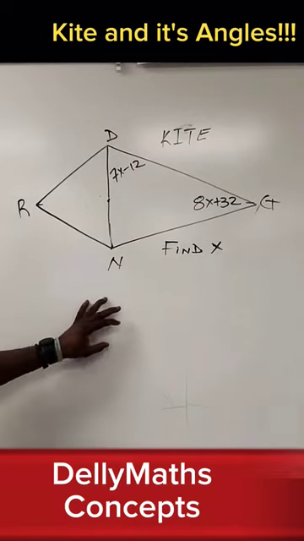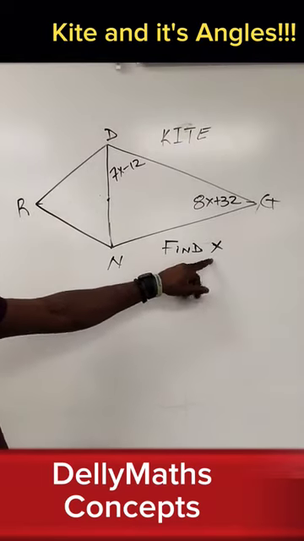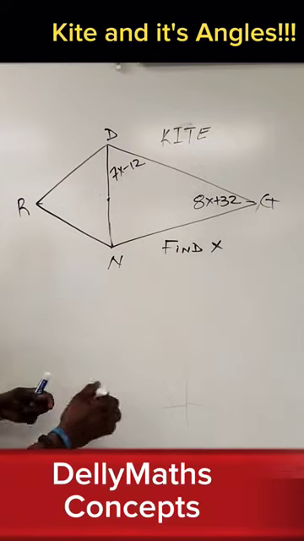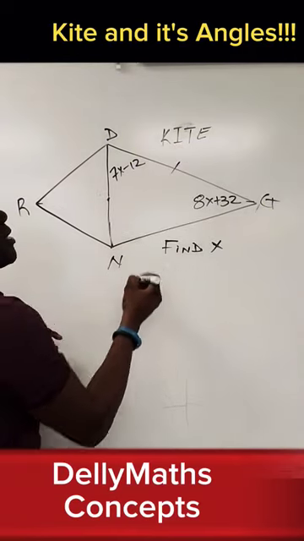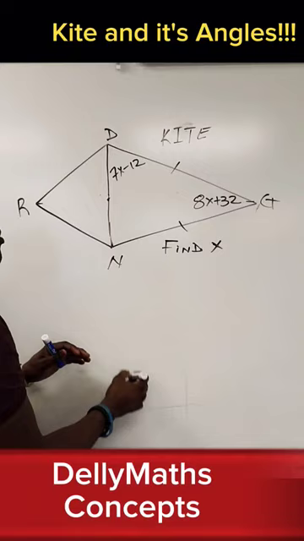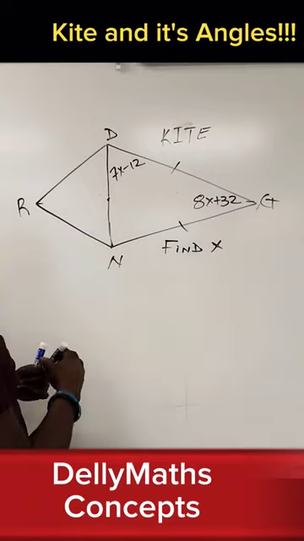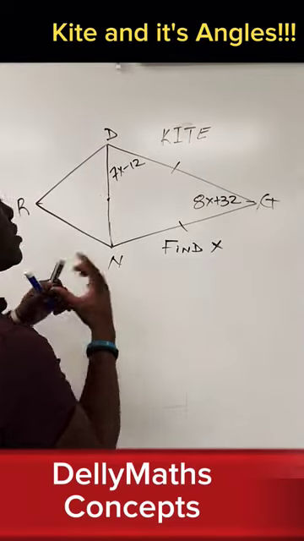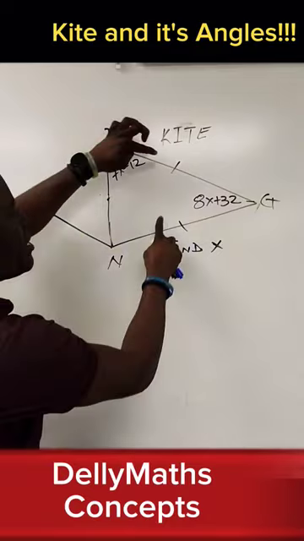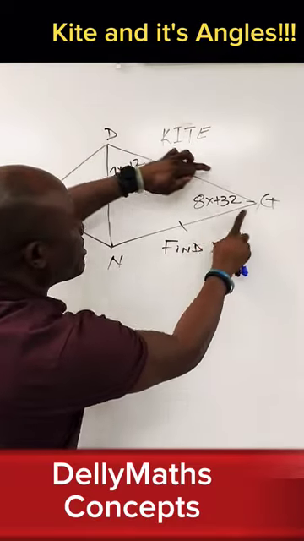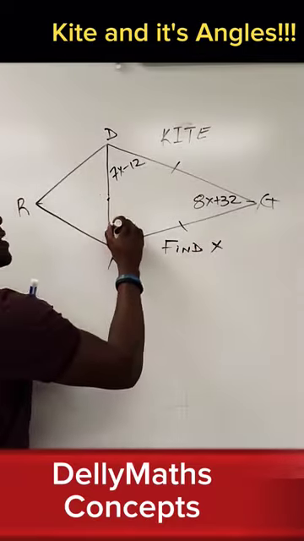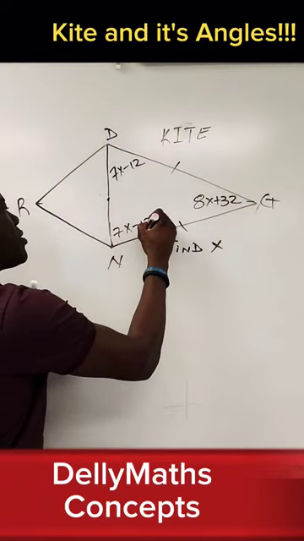Alright, so in this problem, as you can see, we want to find a value for x. It's given that this is a kite. So if it is a kite, that means this side is the same as that, which would have made this triangle an isosceles triangle. Because this is an isosceles triangle, and this is where the congruent sides would have met, it means that this angle down here, this is where we have the twin angles.